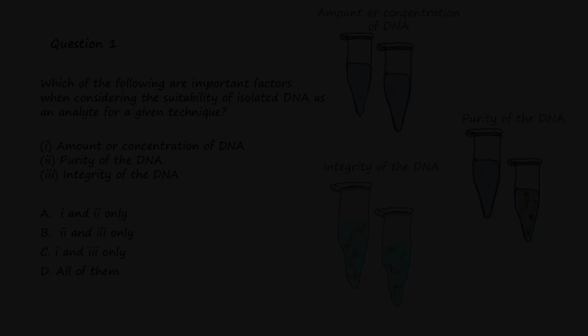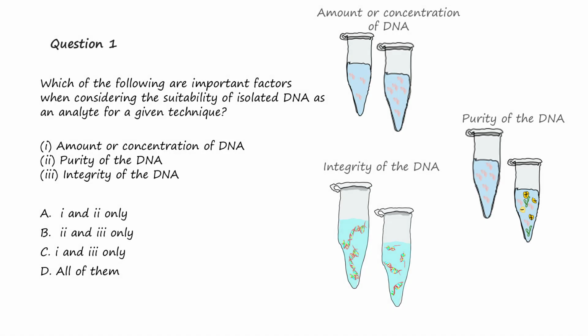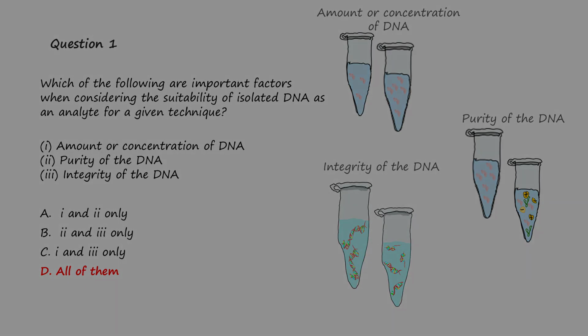Question 1. Which of the following are important factors when considering the suitability of isolated DNA as an analyte for a given technique? 1. Amount or concentration of DNA. 2. Purity of the DNA. 3. Integrity of the DNA. A. 1 and 2 only. B. 2 and 3 only. C. 1 and 3 only. D. All of them. The answer is all of them are important.